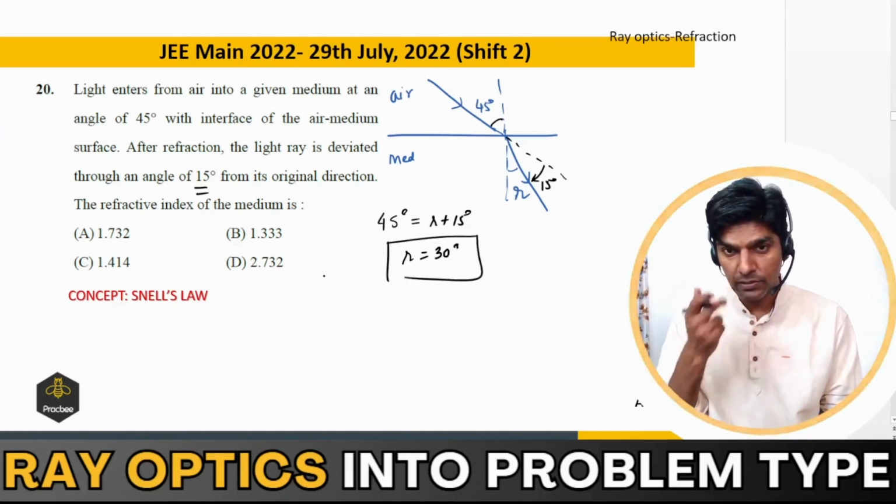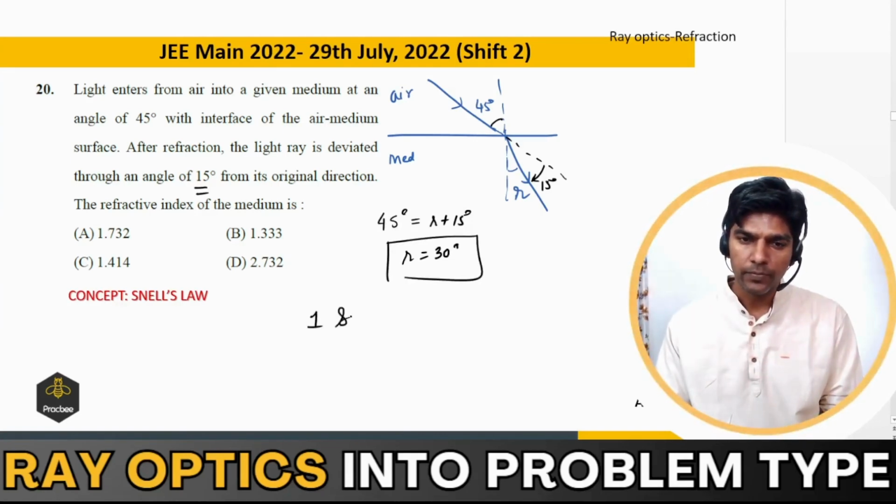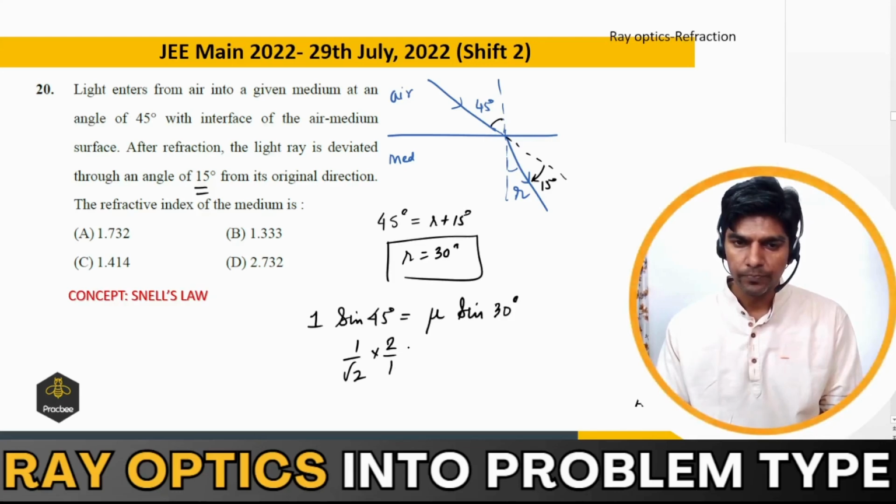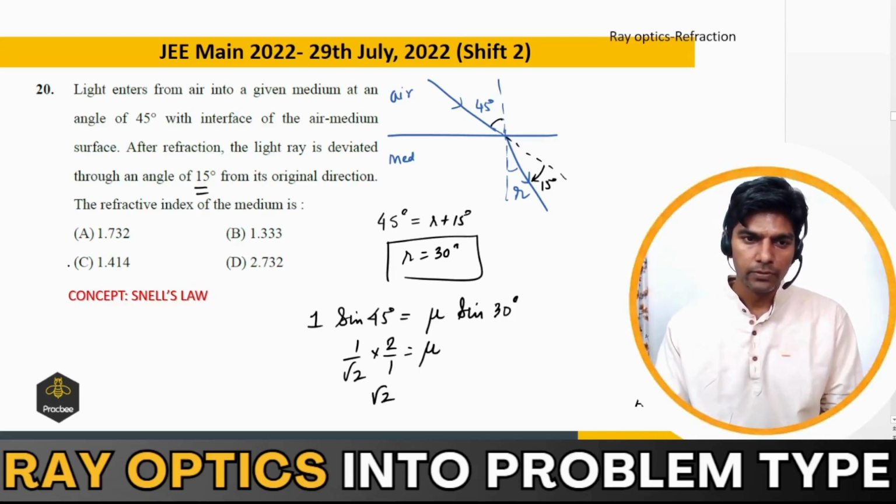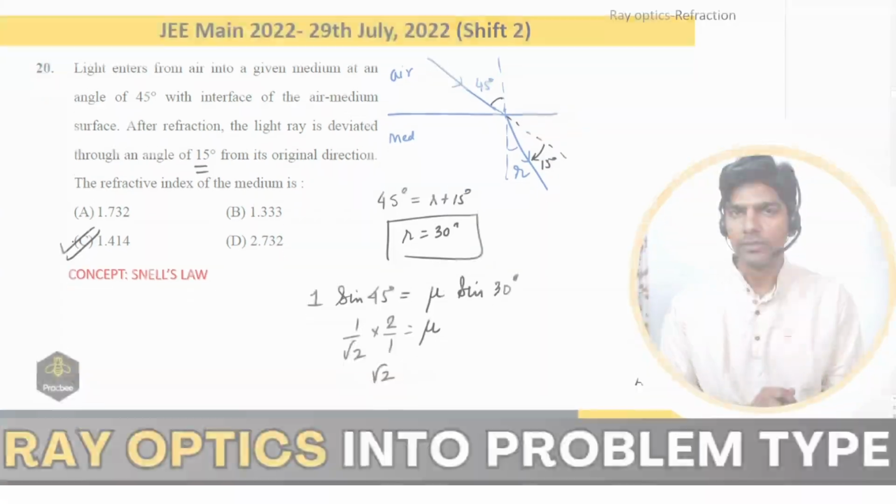So we can apply Snell's law. So 1 times sine of 45 should be equal to mu times sine of 30 degrees. So that will be 1 by root 2 divided by sine 30. So that will be 2 by 1. So that will be the refractive index. So it comes out to be root 2. So 1.414 is the answer.